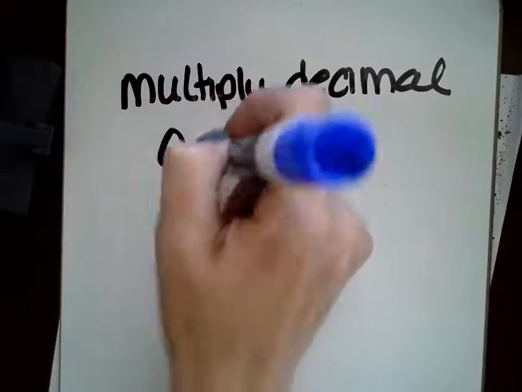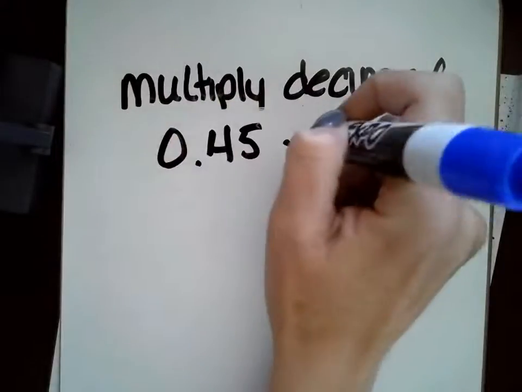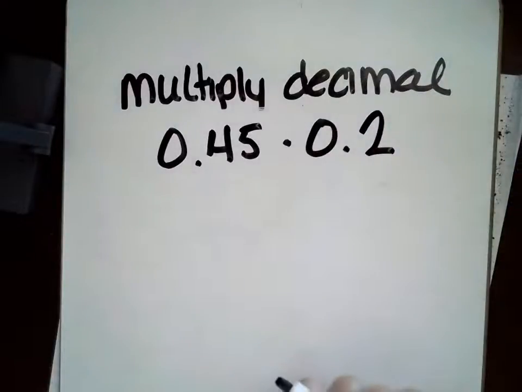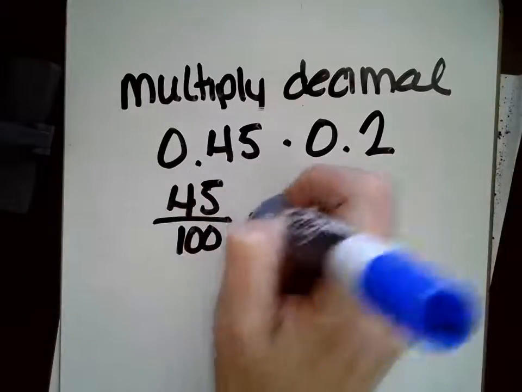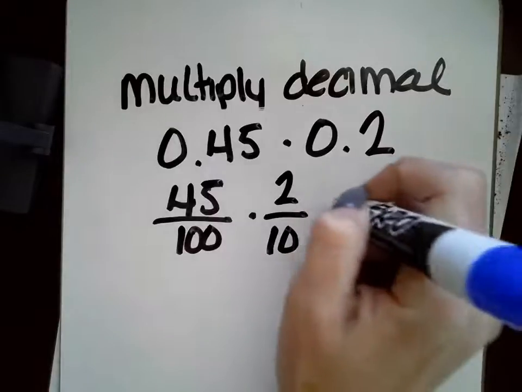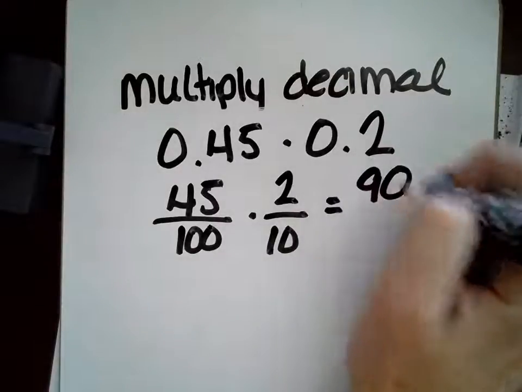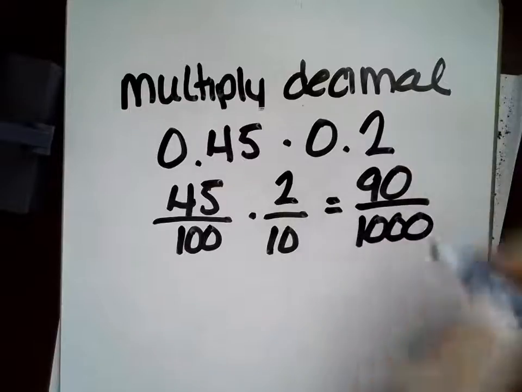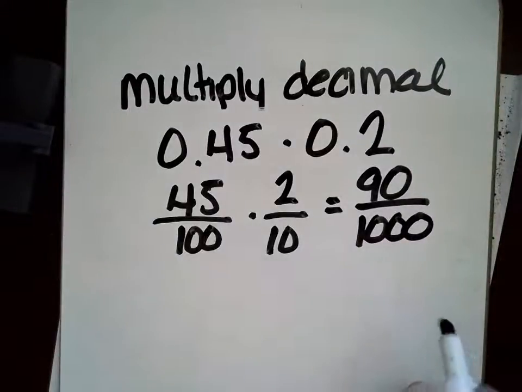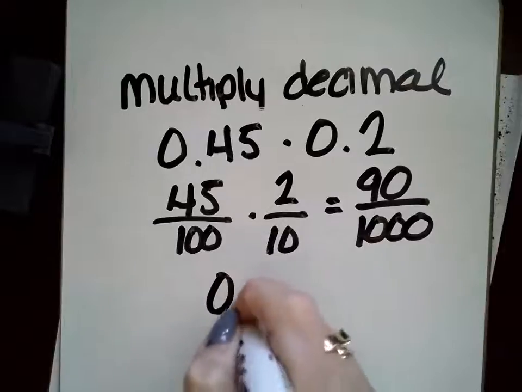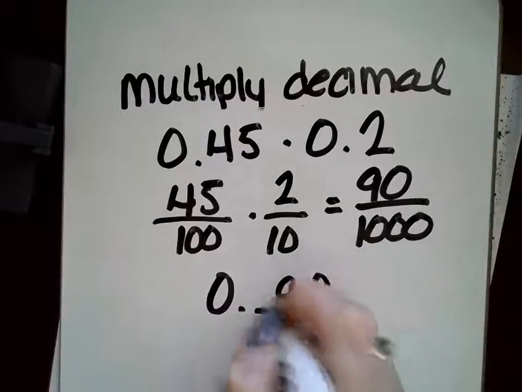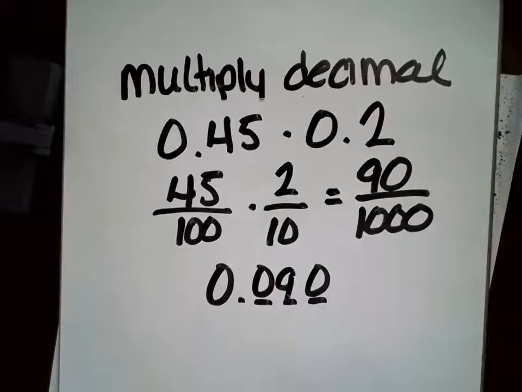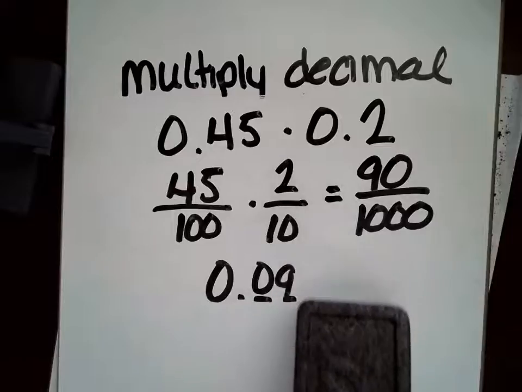So if we have 45 hundredths times 2/10, 45 over 100 times 2/10, we're left with 90 thousandths. 100 times 10 is 1,000. So leading 0, tens place, hundreds place, thousands place. But take a look here. Remember, zeros lead, they never follow. So we don't actually need this 0 in here.